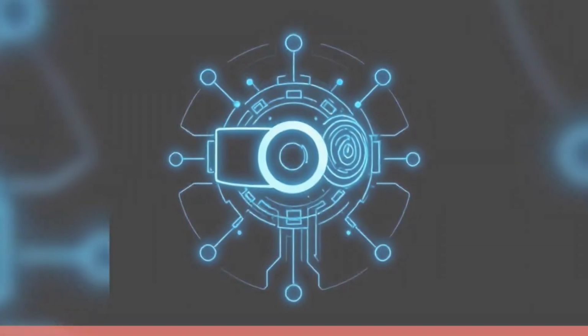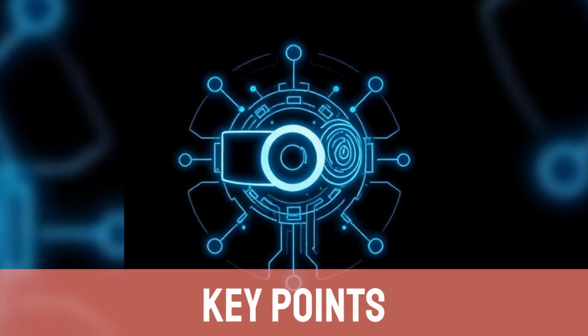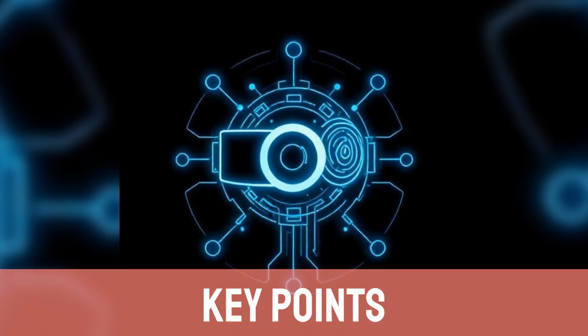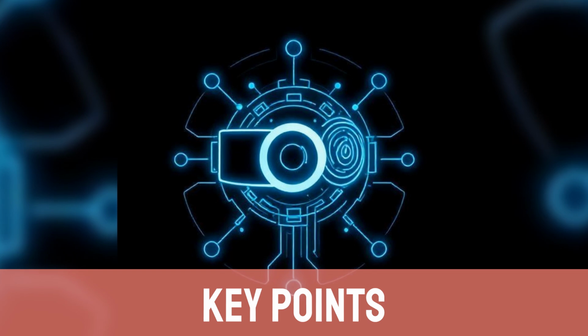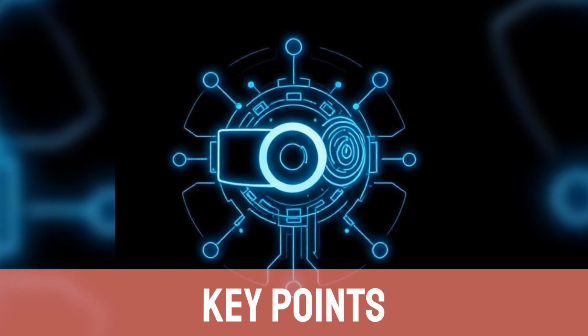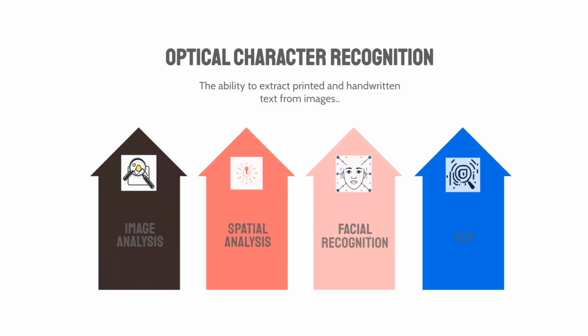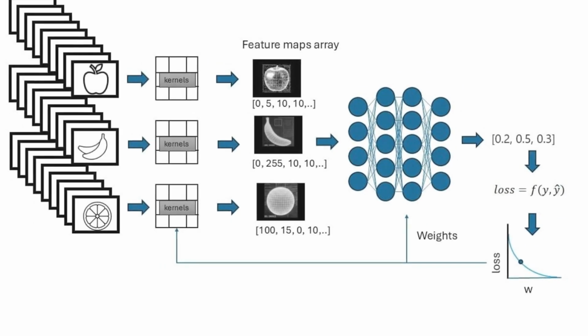To recap, computer vision is the AI field that gives machines the power to see and interpret images and videos, recognizing objects, people, and text rather than just pixels. Its core abilities include image analysis, spatial analysis, facial recognition, and optical character recognition, OCR. The technology relies on convolutional neural networks, CNNs, a specialized deep learning model.